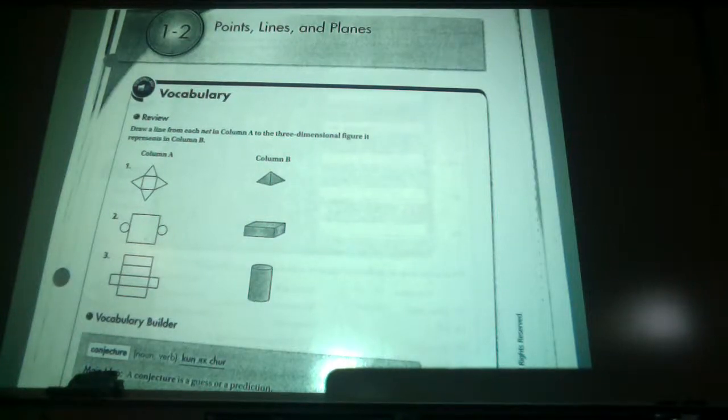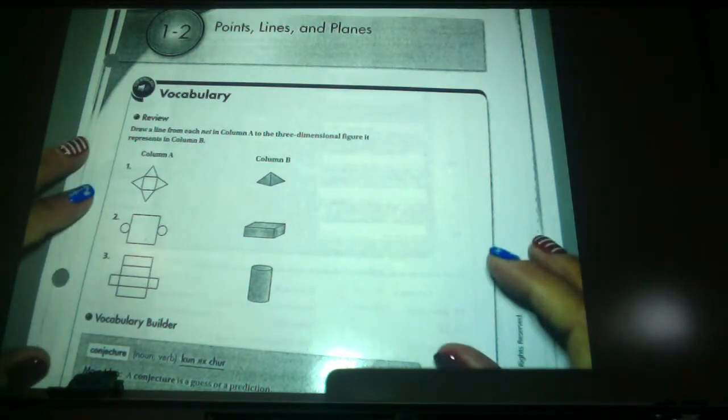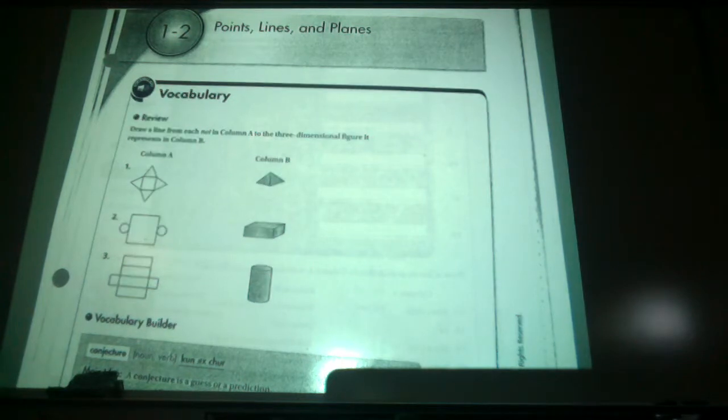Alright, so today we're going to focus on points, lines, and planes. And today is the easy part of points, lines, and planes. When we get into parallel lines and transversals, it'll get a little bit more difficult. However, you do have some additional writing I want you to put in here.